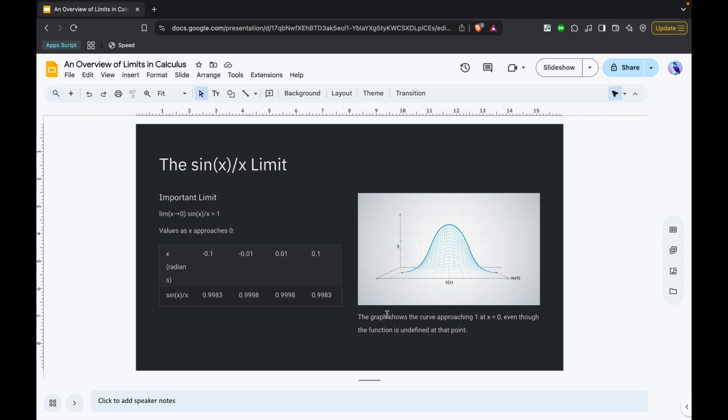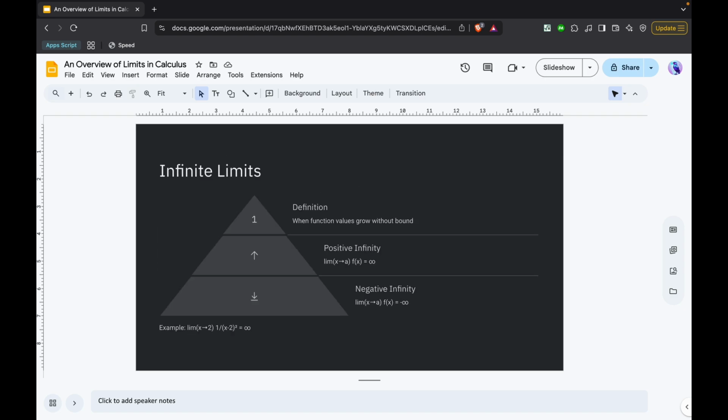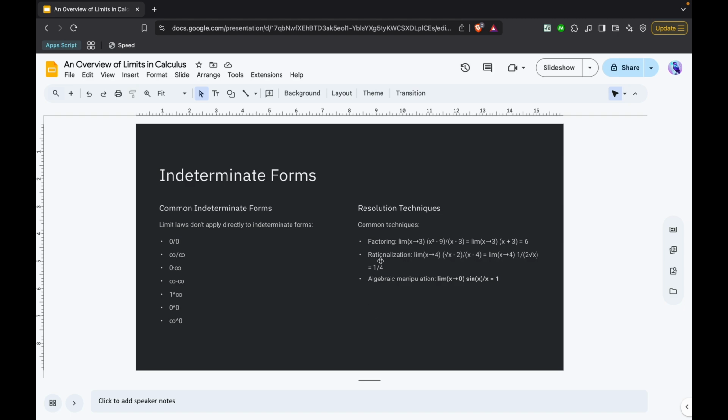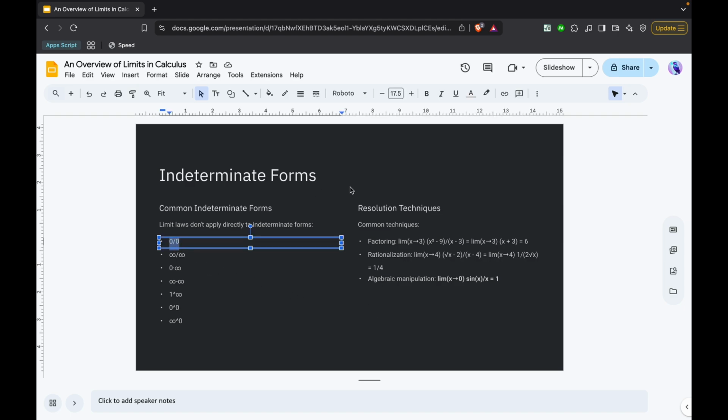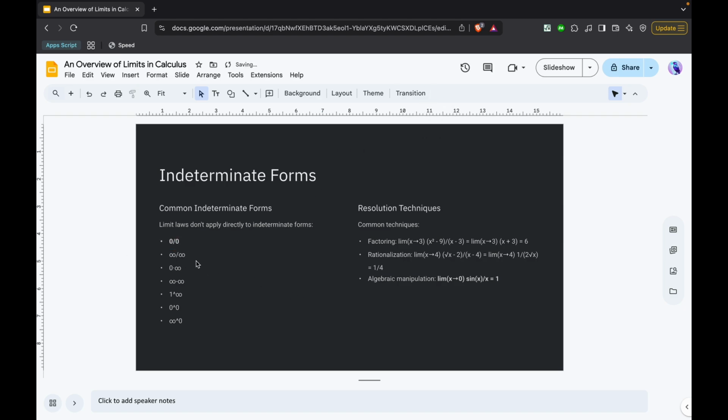Because if we approach 0, sine of 0 divided by 0, well, 0 over 0 is one of those indeterminate forms we found pretty early, and it's the first one that's mentioned over here, and probably the form that you're going to see the most.